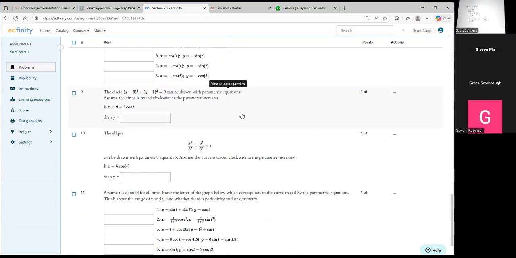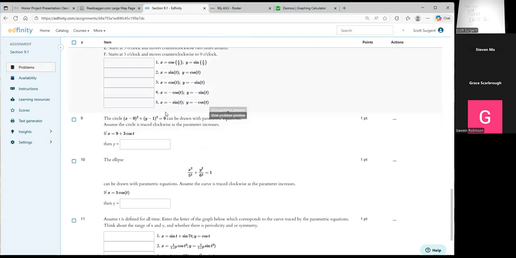How about number 9? Let's take a look. This is kind of related to the earlier one. We have a circle here where the center is 9 and 1, and the radius is going to be 3, because 3 squared is 9. And we set x equal to 9 plus 3 cosine t. Well, we can infer what y would be. We have to move that 1 over, so it's going to be 1 plus, then we want that radius. The coefficient in front of the cosine is the radius, so the coefficient in front of the sine is also the radius, so it'd be 1 plus 3 sine t.